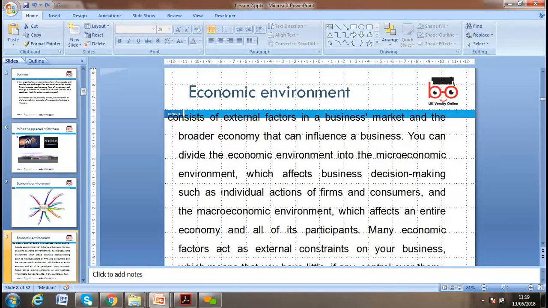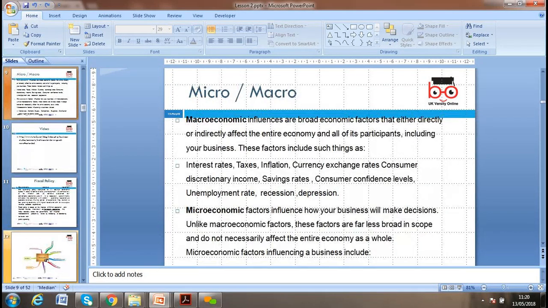The economic environment consists of the external factors in a business, market, and the broader economy that can influence the business. We can divide the economic environment into micro and macro. During our last lesson I mentioned the micro environment influence and the broader economic factors that either directly or indirectly affect the entire economy and all participants, including your business. These factors include interest rate, tax, inflation, foreign currencies, consumer income, saving rates and consumer confidence level, unemployment rate, and recession.